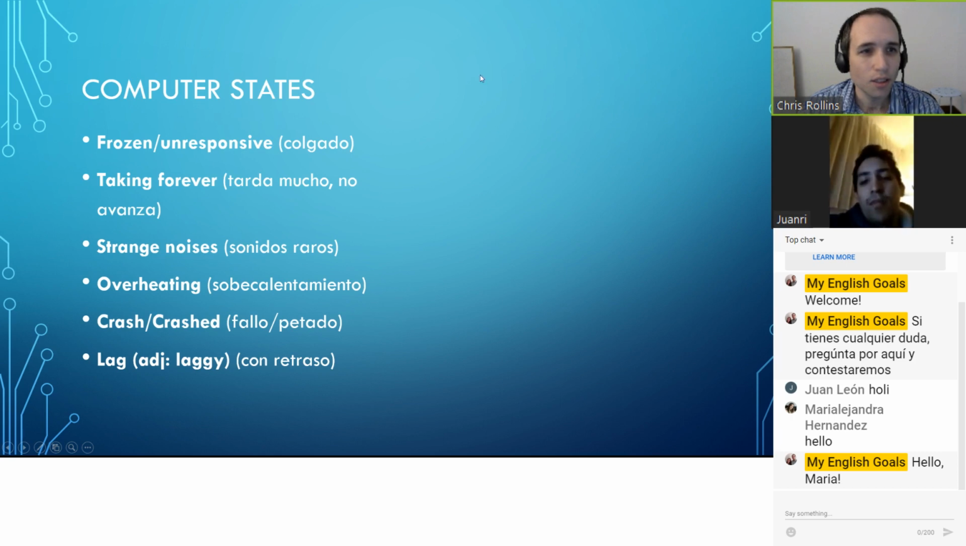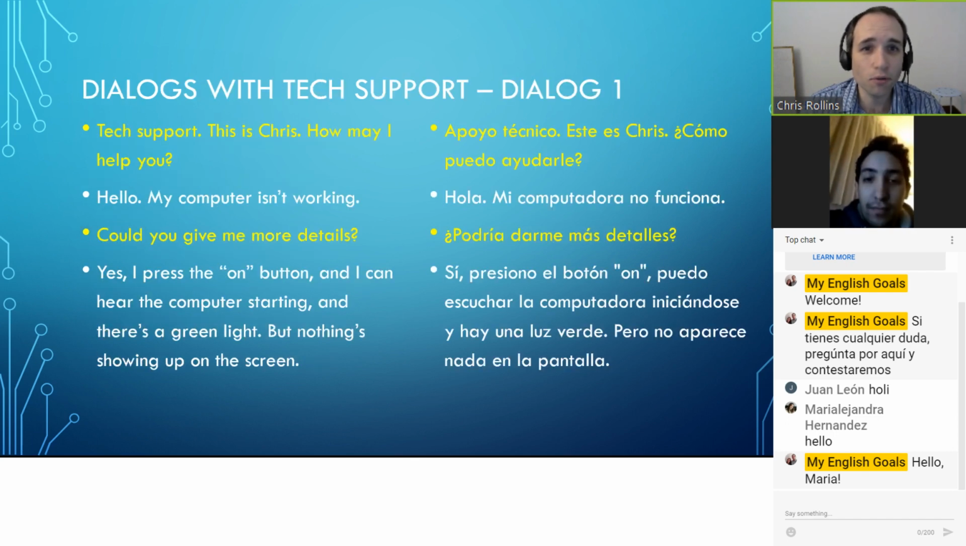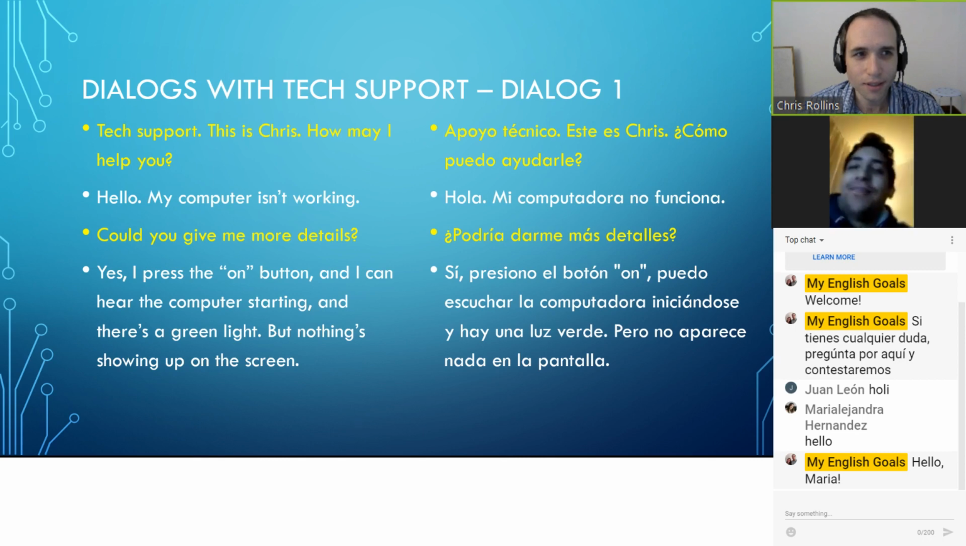Alright. Well, let's talk about then some common dialogues that you might need to, if you ever need to talk to a customer support representative. Here are some phrases and some things that you can say to them. Alright, so ready, Juanri? You help me out with this? So Juanri, you're going to practice with me, okay? I'm going to be the tech support guy, and you are going to be the person with the computer problem, okay? So talk to me and tell me about your problems.